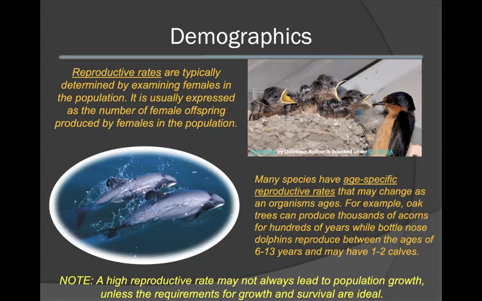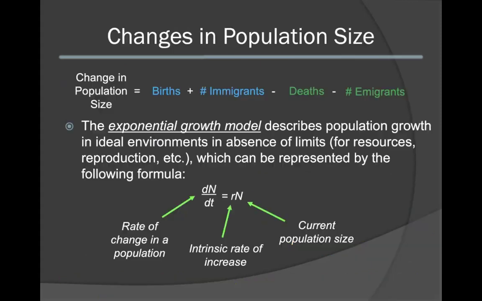Also note that just because a population has a high reproductive rate, this does not always lead to population growth, as the death rate and emigration rate will also become important in leading to growth in a population. A high reproductive rate can lead to population growth if the requirements for growth and survival are ideal for the individuals and subsequently for the population as a whole.